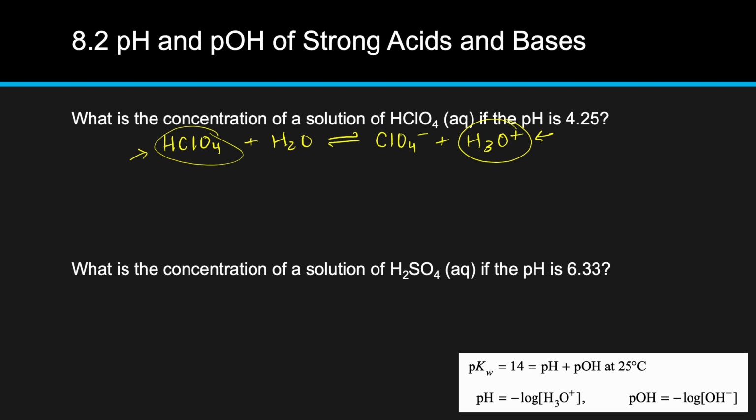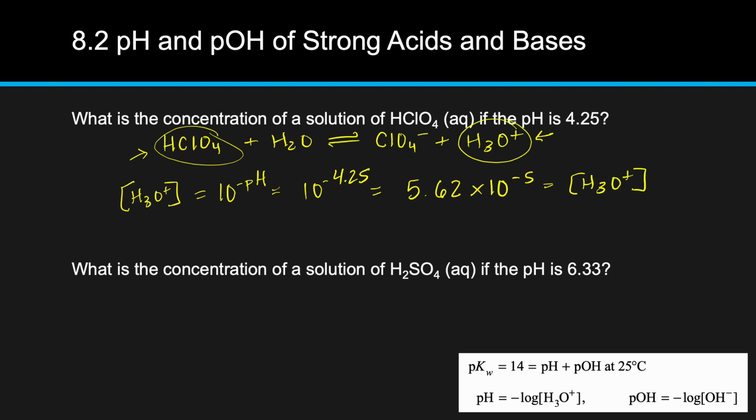So first, starting with pH, in order to get the concentration of hydronium ions, I need to take 10 to the negative pH. So 10 to the negative 4.25 is going to give us 5.62 times 10 to the negative fifth, and that is going to be our concentration of hydronium ions. Remember at the start of this question, we said whatever our concentration of hydronium will be, our concentration of HClO4 will be the same. So our final answer is that the concentration of HClO4 is equal to 5.62 times 10 to the negative fifth.